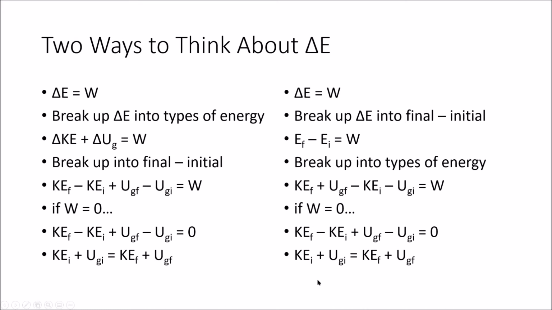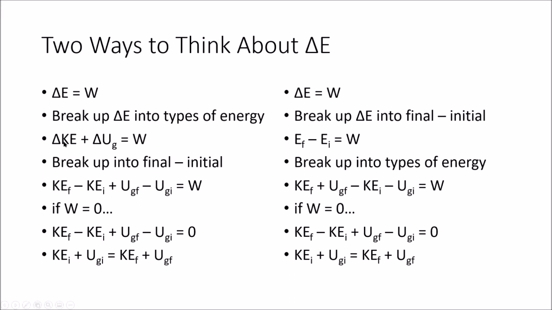There are 2 different ways to think about delta E, and I've listed them all off here. This looks a lot worse than it really is. It's not actually as bad as it looks here. So let's step through it quickly. If I say that delta E is equal to work, I can break up delta E, which is the change in the total energy. I can break that up into the changes in the types of energy. So instead of delta E, I can say delta KE plus delta UG.